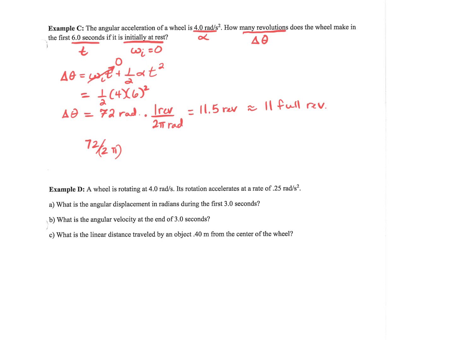What are the tricky things? Make sure you're in the right units. Make sure you're not in revolutions. Make sure you're in radians per second. Make sure you know how to convert between linear and rotational, right? Okay, those are the biggies.